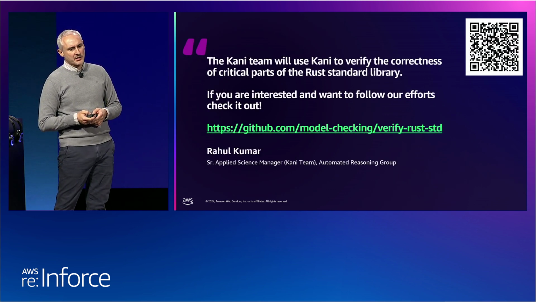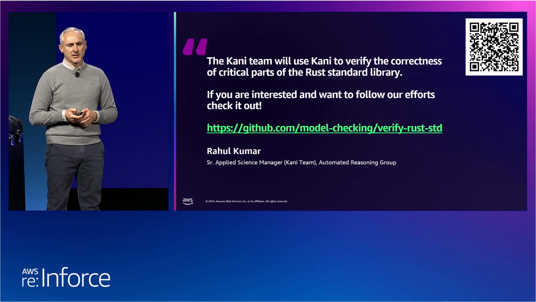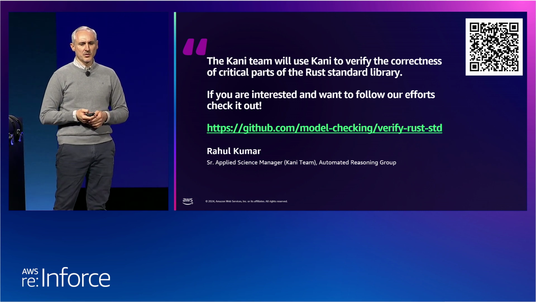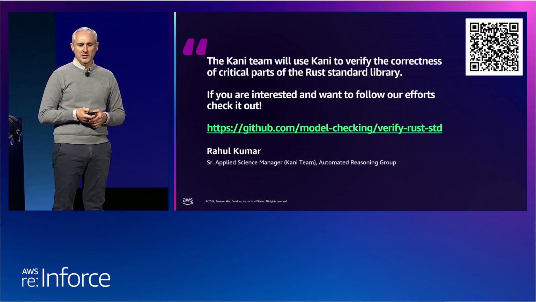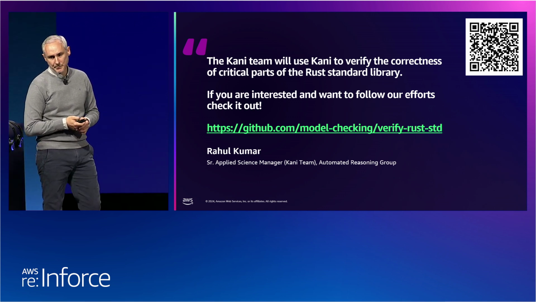And another thing we want to announce today is that we're going to be using Kani to verify the correctness of critical parts of the Rust standard library. This is our way of helping the community make sure that the foundations of Rust are correct by verifying the parts of the standard library that are the most critical and use unsafe code, basically. So if you want to follow our efforts, please check out this URL and flash the QR code.